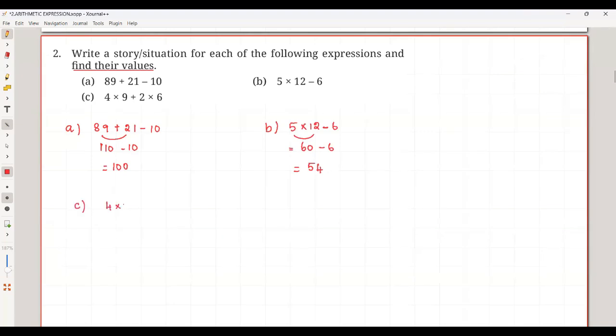Now C1: 4 into 9 plus 2 into 6 I have. First I have to do the multiplication. Here also multiplication, here also multiplication only, right? 4 9s are 36 plus 2 6s are 12. Now 36 plus 12, you will be getting 48. So I will be getting 48. So this is how we can simplify it.